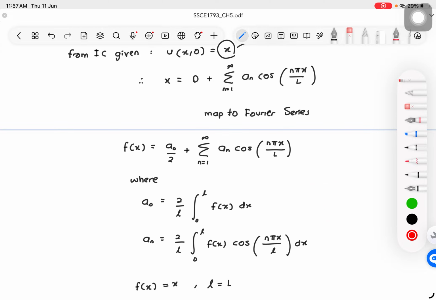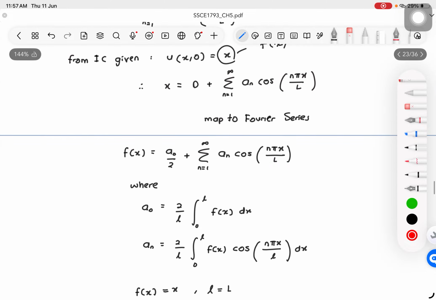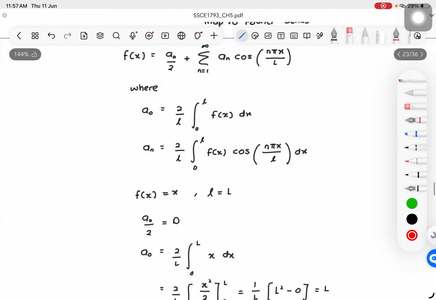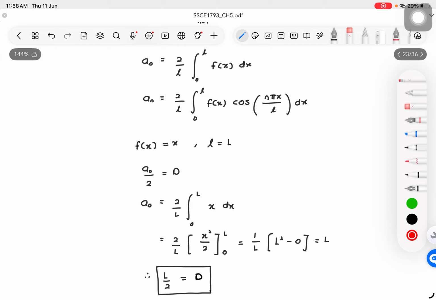For this question, your f(x) is equal to x, and lambda L here is equal to L. To find a naught, meaning that here, this is your x. So D is equal to a naught over 2, so a naught over 2 is equal to D. To find a naught, it is equal to this one. This is your f(x), so you need to integrate from 0 to L.